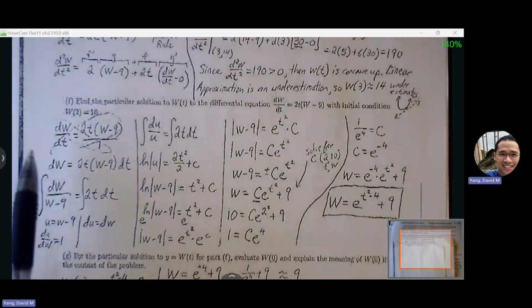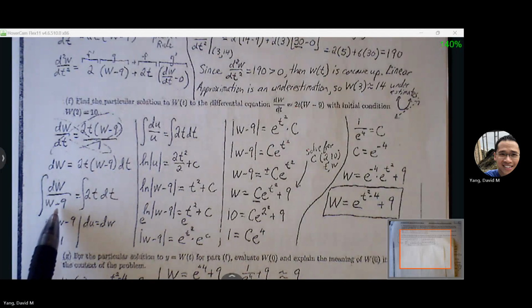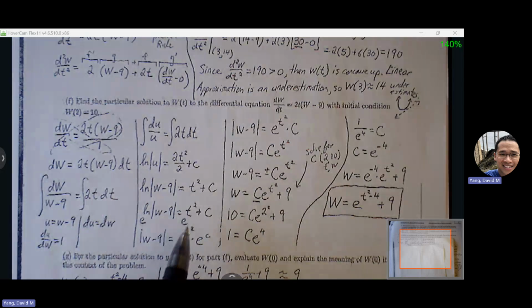Ends up being u substitution on the left, but it'll end up being u to the first power, so natural log. On the left, power rule on the right. Raise both sides with e as the base.